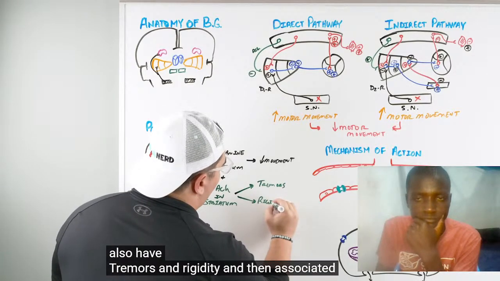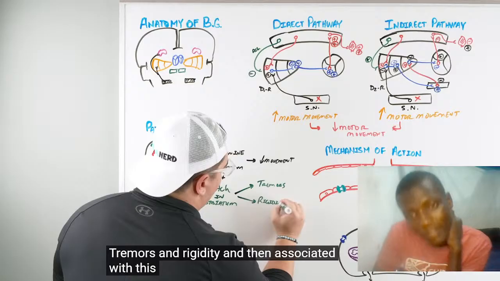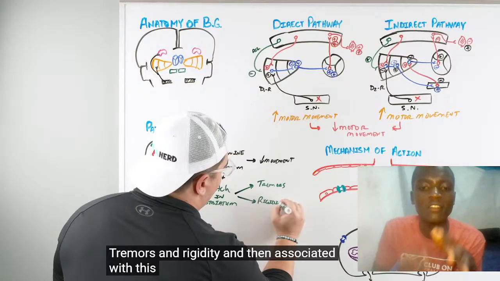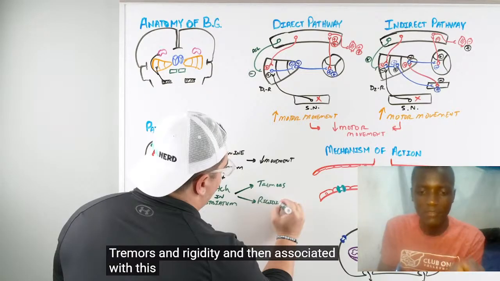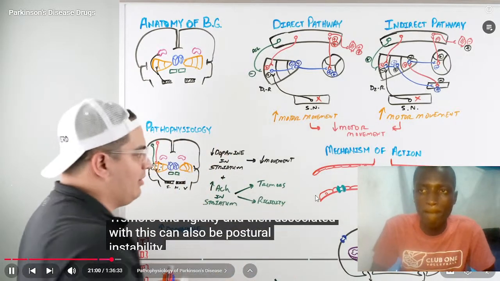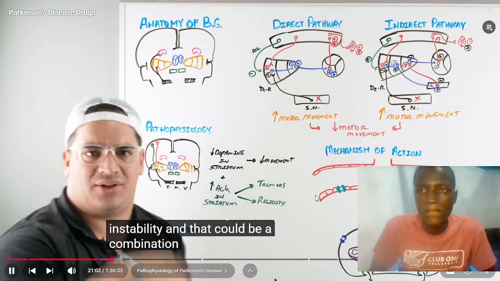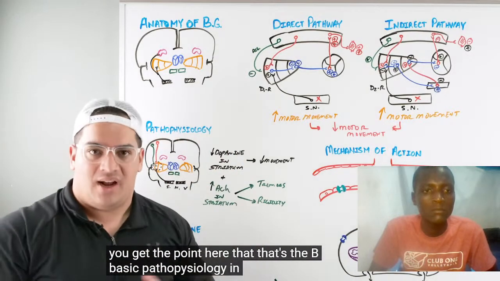So basically, the direct pathway and the indirect pathway both fire, with extensive incoordination, which causes tremor. It can also be postural instability, and that could be a combination of many different things. But you get the point here, that that's the basic pathophysiology in this disease.